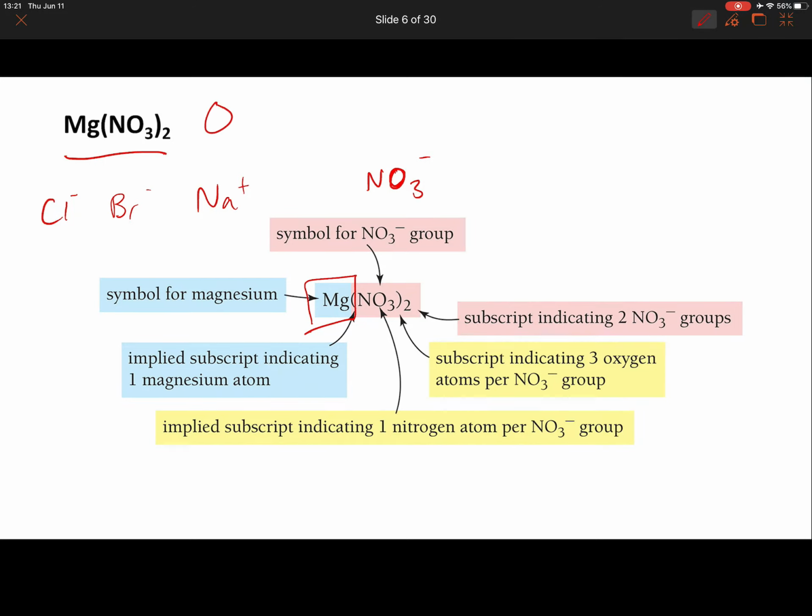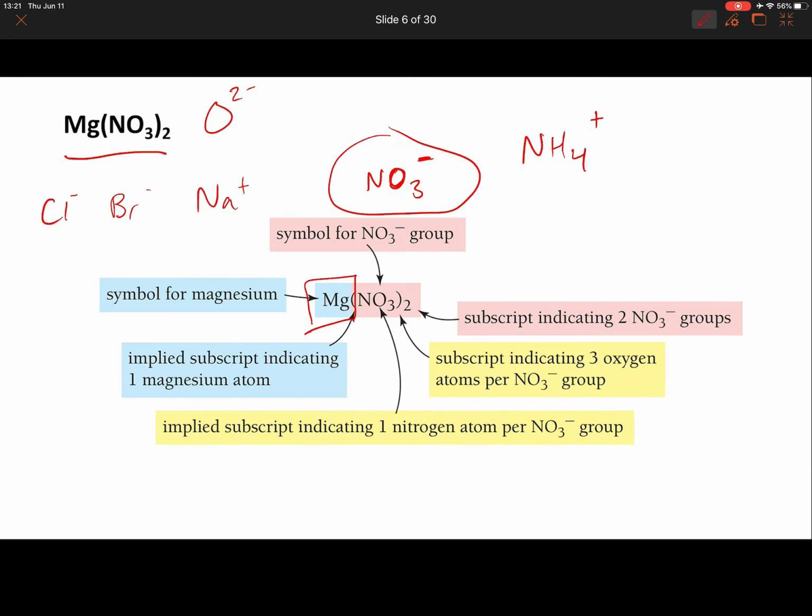It's O2 minus, right? So these are monoatomic ions. Now polyatomic just means that there's multiple atoms together and that they're an ion, so they have a charge. Most of them are negative. There's one that's positive, NH4 plus.